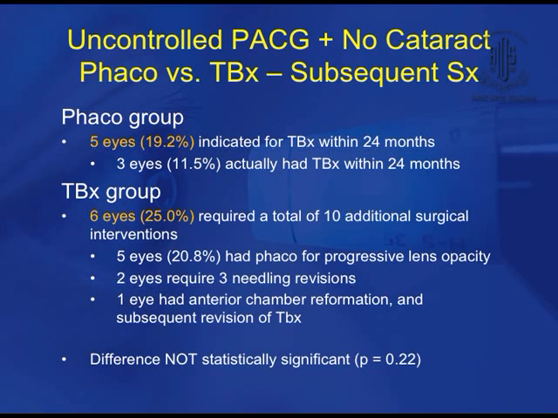If you look at subsequent surgery, in the phacoemulsification group, about 1 in 5 of these eyes were indicated for trabeculectomy within the following 24 months, whereas for the trabeculectomy group, 1/4 of the cases required a total of 10 additional surgical interventions during the first 24 months after surgery.